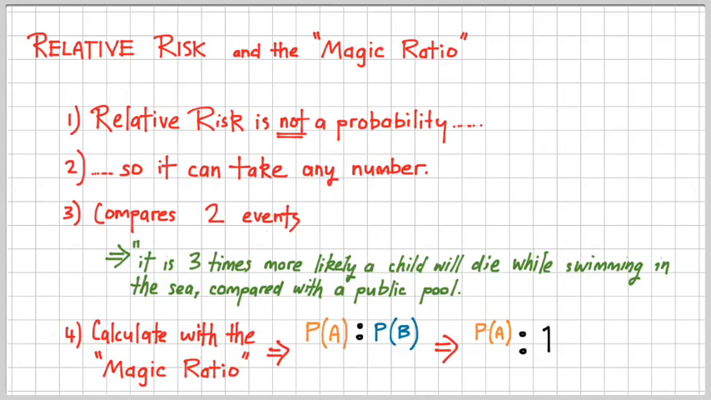We are going to write the ratio like this. So on the left-hand side, probability of A divided by probability of B. So the first probability divided by the second probability to the ratio of 1. Now that is your magic ratio. So please keep that in mind. And what we're going to do is go through an example.